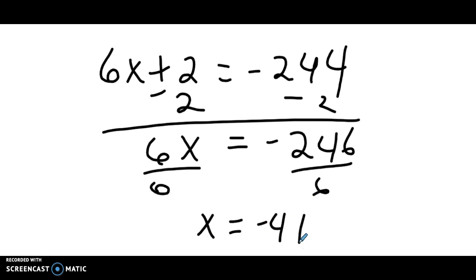So we're going to go back to our rule again. Our rule says x is negative 41. Then it says to take x and add 1, so it's going to give me negative 40. And then it says to take x and add 2 to it, so it's going to give me negative 39. So those are the three numbers we're looking for, but now we're going to check our answer.